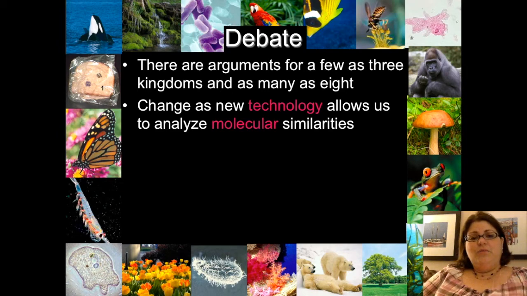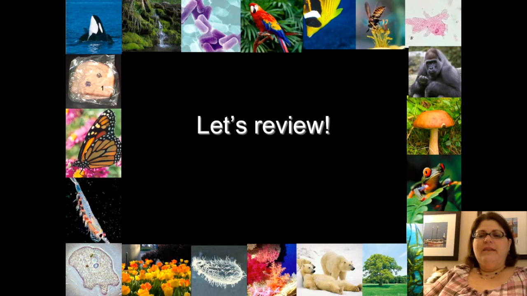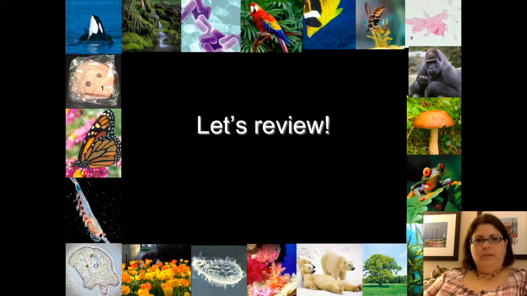We're constantly reanalyzing who's related to whom and what similarities are actually out there. And so in Linnaeus's day, fish and whales would have been grouped together because they both look very similar, even though now we know that they're very, very different. One's a fish and one's a mammal, and that means profound differences. He would group them together, and now we group them separately. So this is constantly in flux. So let's take a minute and review.